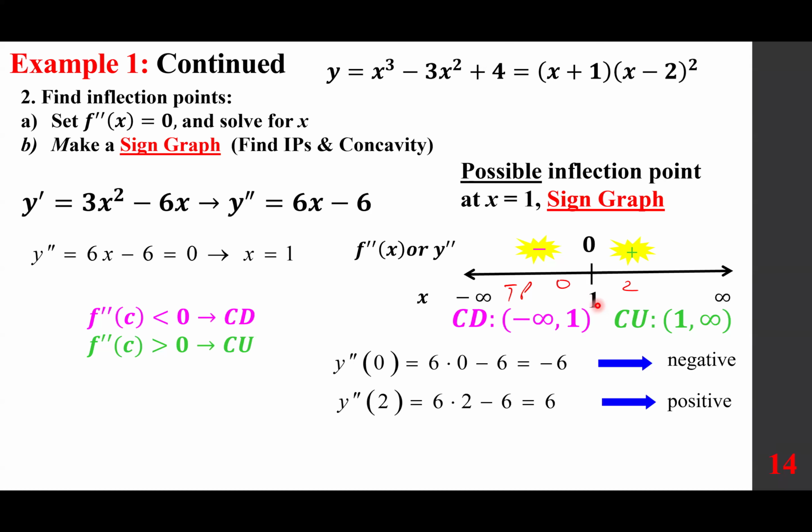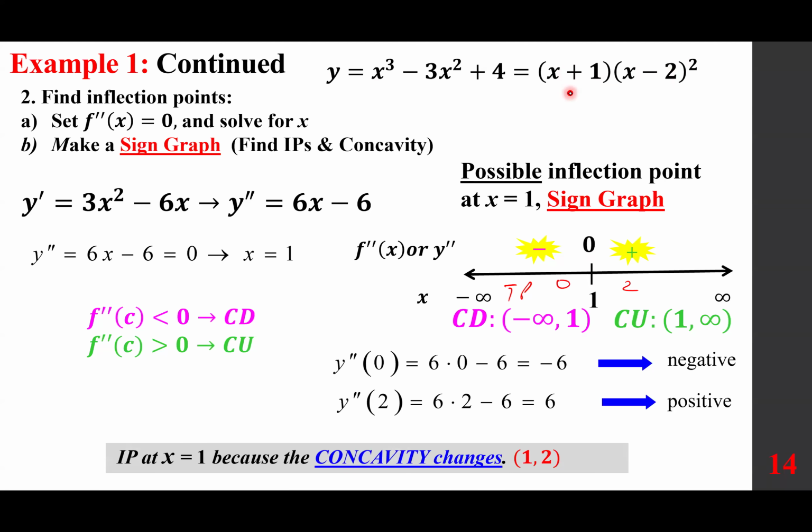What is its y coordinate? Put it back into the original function. It's easier here. If I put 1 here, I get 2. 1 minus 2, I get negative. 1 squared is positive. 1 times 2 is 2. Therefore, (1, 2) is the location of the IP, the inflection point.